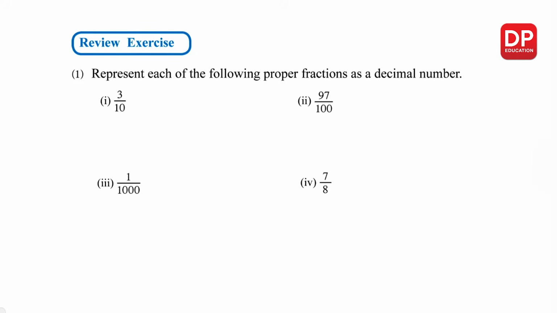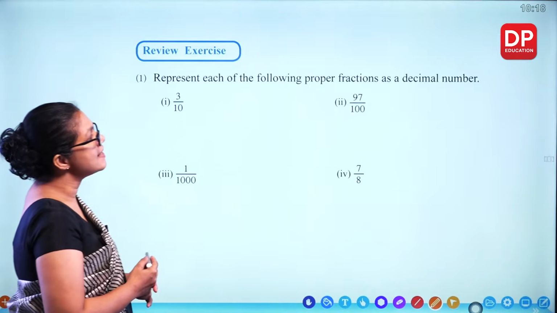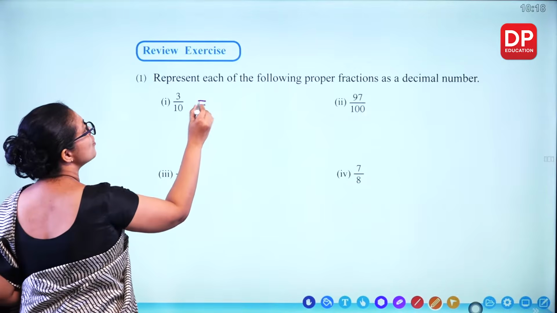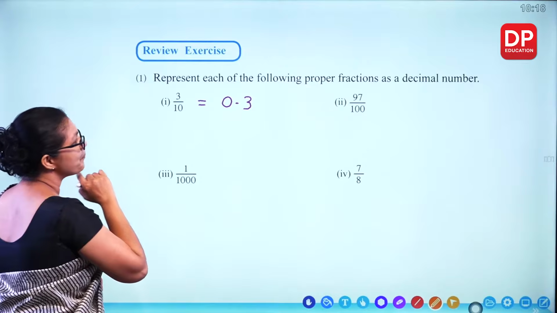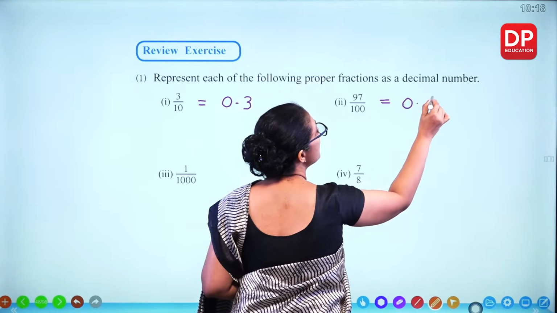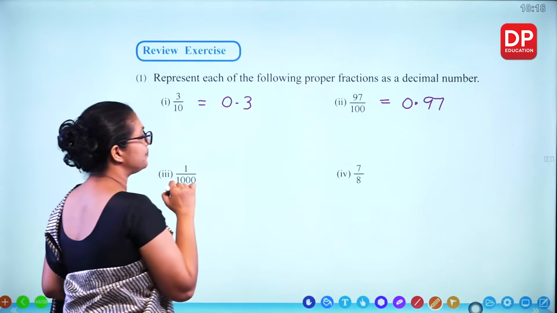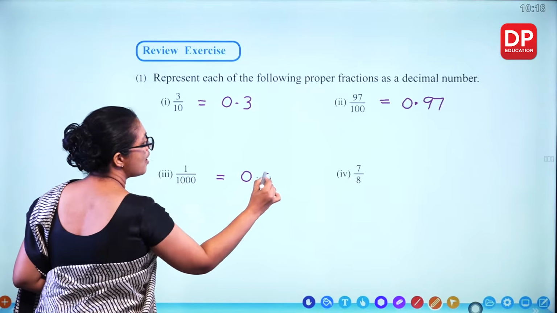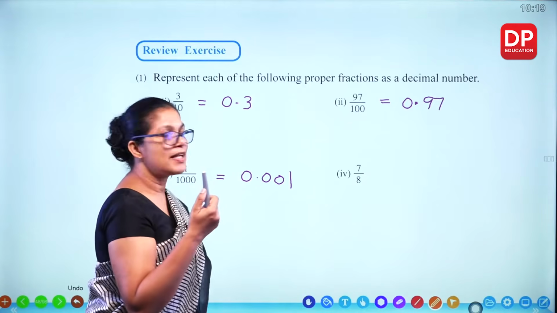Now we'll look at the review exercise. Represent each of the following proper fractions as a decimal number. Divisible by 10. So what you do? Keep one decimal place. So 0.3. Divide by 100 means keep 2 places after the decimal point. So 9.97. 1000 means 3 places. 1, 2, 3. So here 7 over 8. This is not multiple of 10.